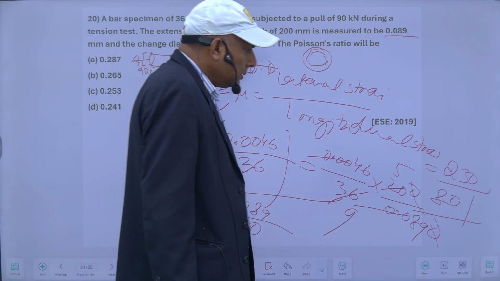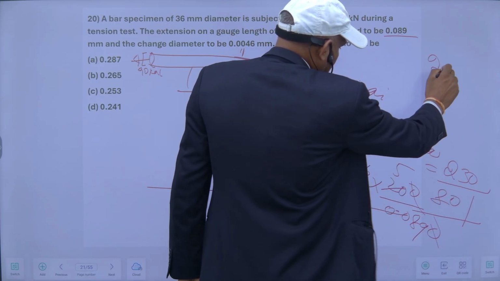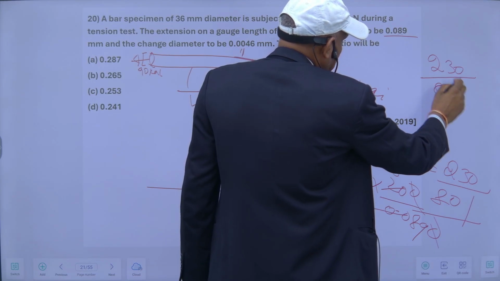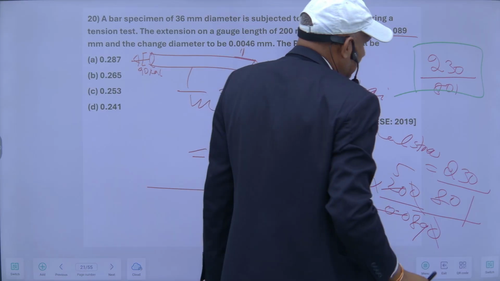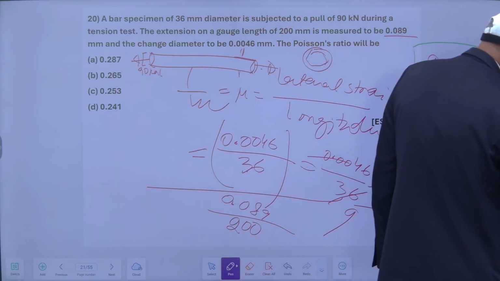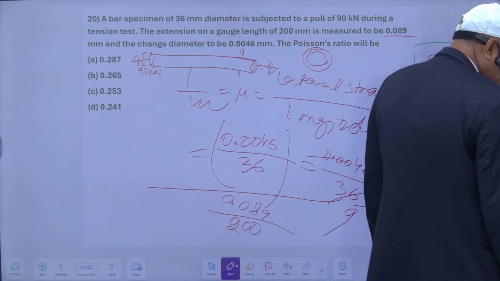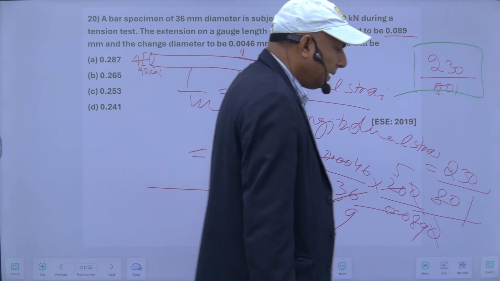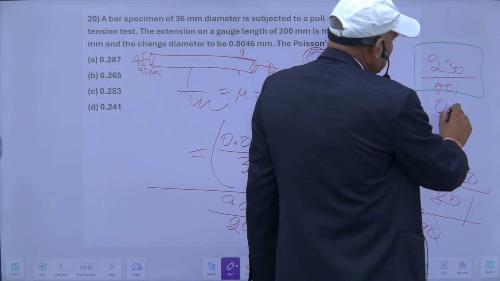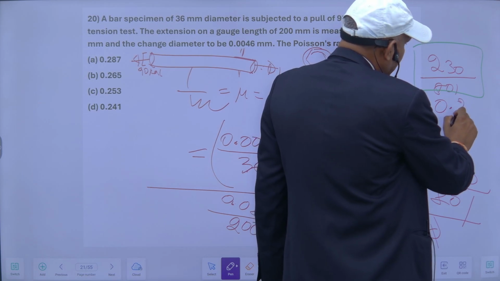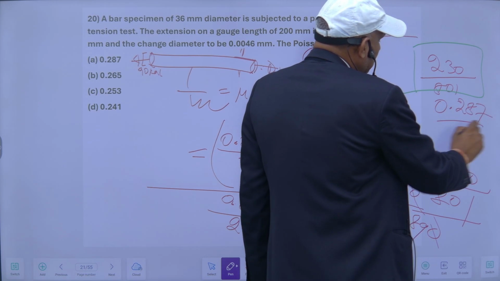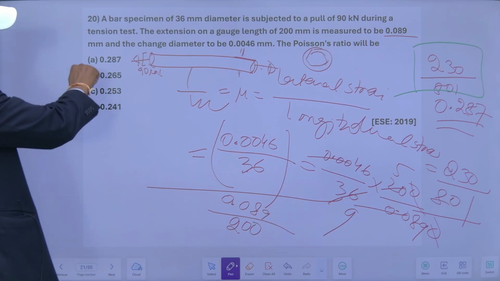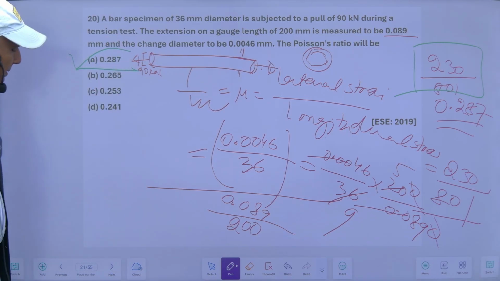So this 230 upon 801. So this value will be 0.287. Finally, it will come to 0.287. Means this one is the correct answer.